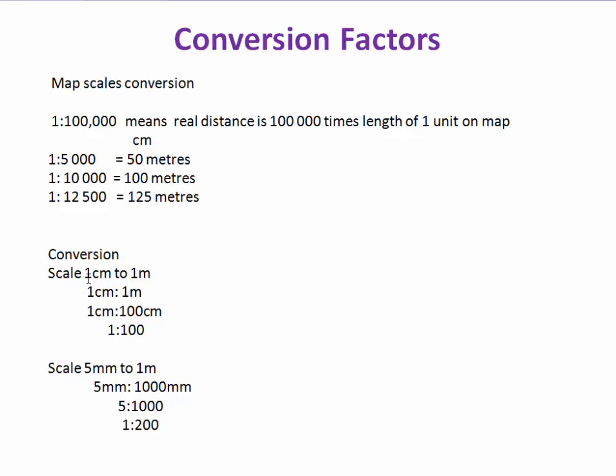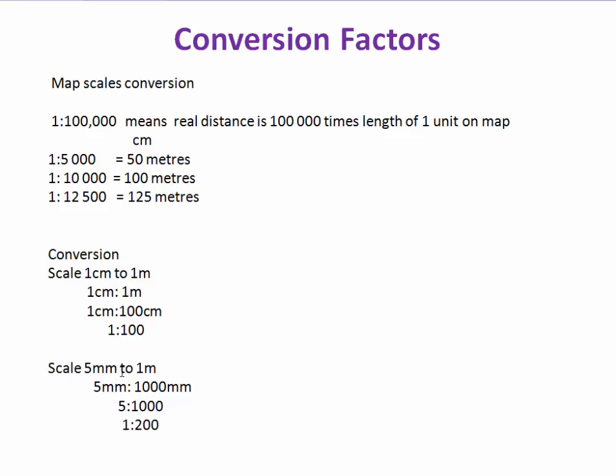Conversion, scale 1 centimeter to 1 meter. 1 centimeter to 1 meter is 1 centimeter to 100 centimeters, which is, as a scale, 1 to 100. So if somebody asks you to put this into a conversion, as this 1 to 100, do it this way: convert it into the same units, so into centimeters, and you get the conversion scale 1 to 100.